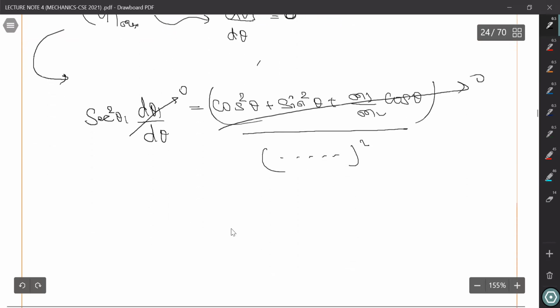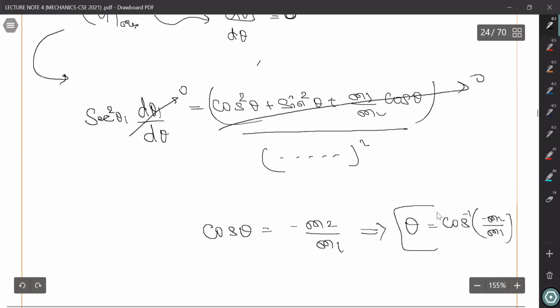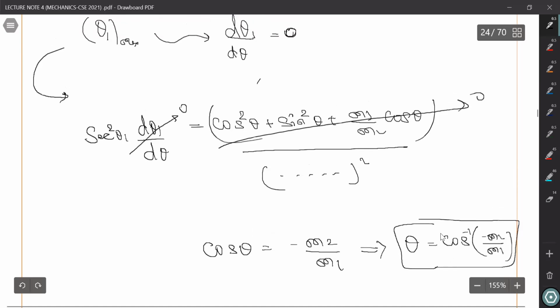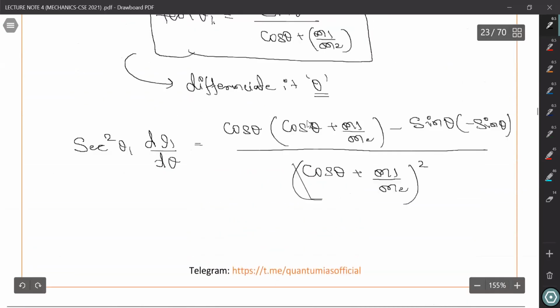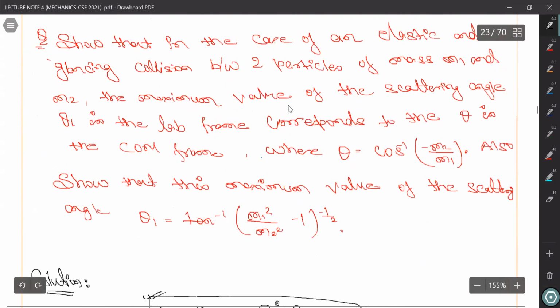So cos square theta plus sine square theta will become 1. So this will become cos theta is equal to minus m2 by m1. So we prove that theta is equal to cos inverse of minus m2 by m1. This is the thing we had to prove. Here theta is in the center of mass frame. So we have proved this.